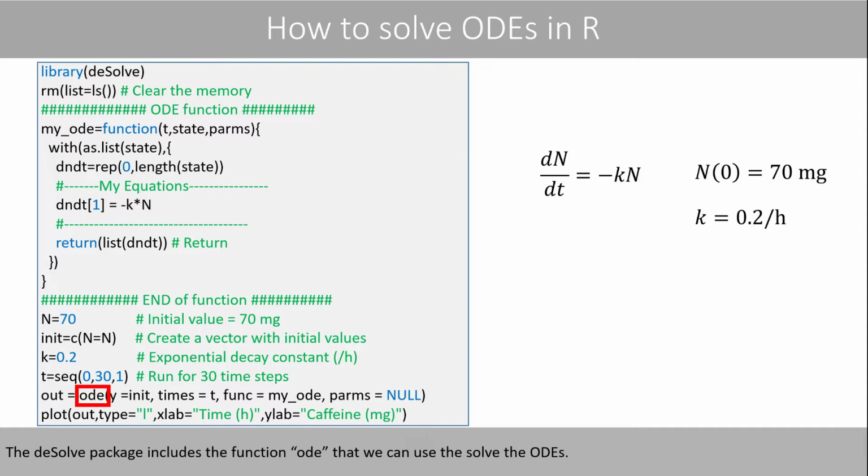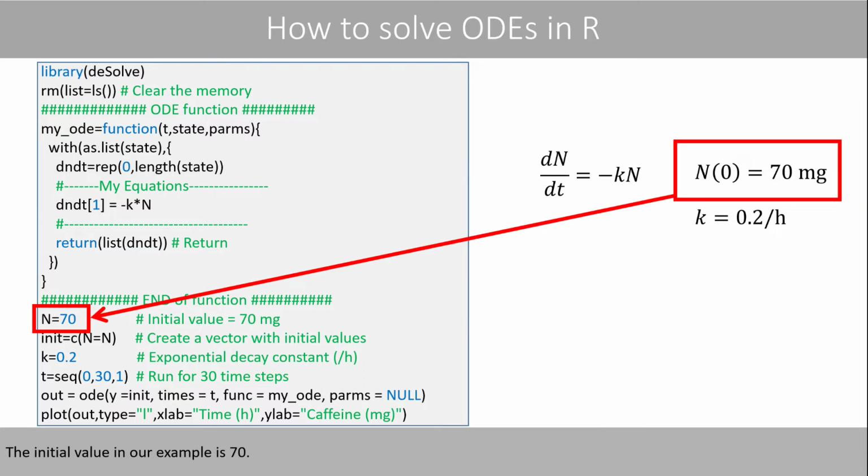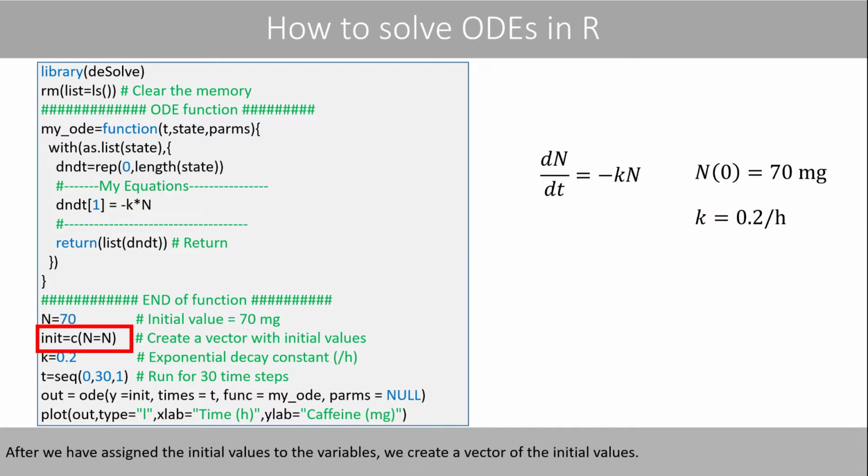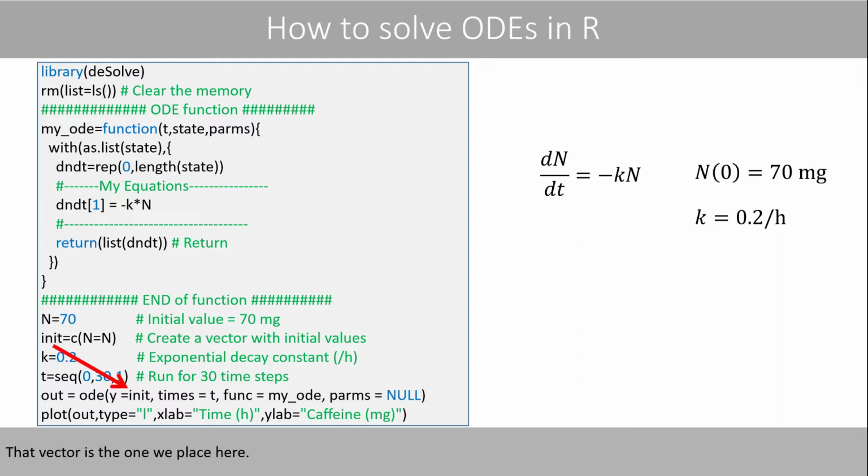The deSolve package includes the function ode, which can be used to solve the ordinary differential equations. The first argument in this function is the initial state values, which are the initial values of the variables. The initial value in our example is 70. After we have assigned the initial values to the variables, we create the vector of the initial values. That vector is the one we place here.